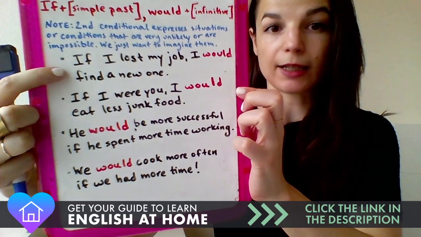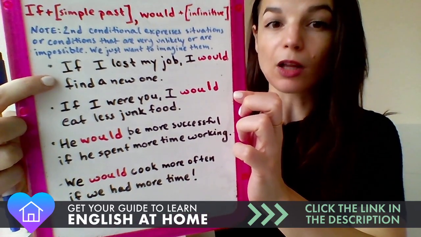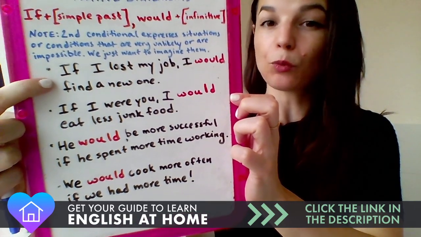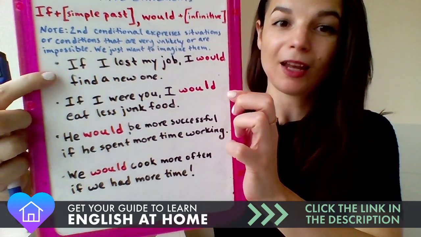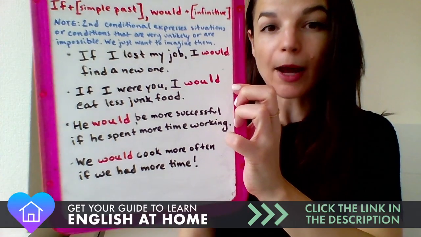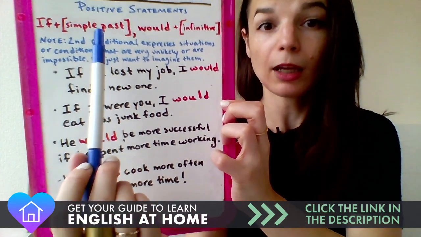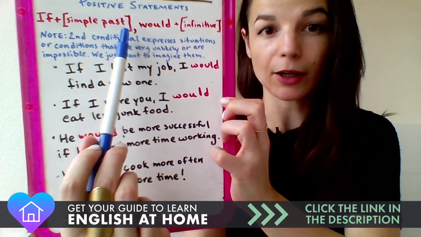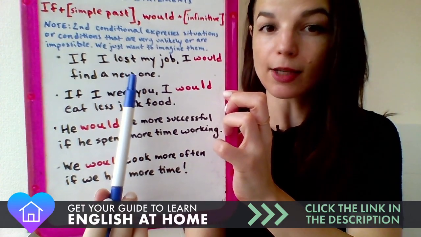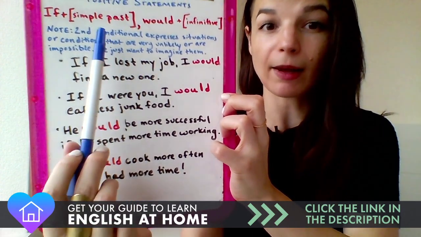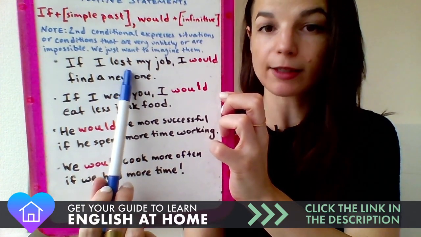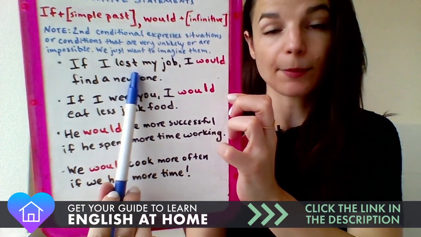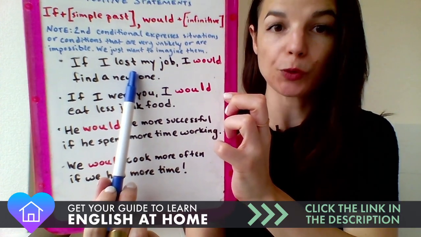First example here is this one. If I lost my job, I would find a new one. That's at native speed. So what's happening in this sentence? Here we see exactly this pattern. If I lost my job, this is my if clause. It uses simple past tense, yeah? Lost. So lost is the past tense form of lose, yeah?